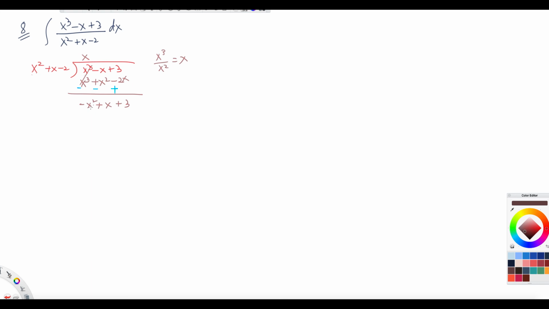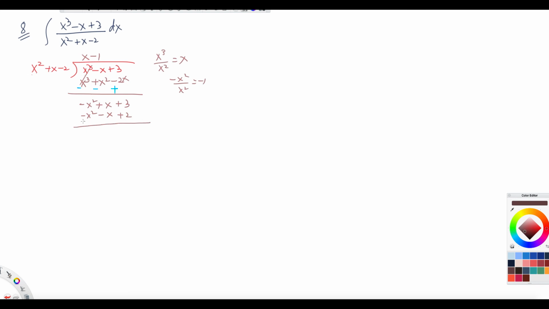You see that? Now divide the first term by the first term. What do you get? Negative x squared divided by positive x squared is negative 1. Write down that negative 1 here and multiply that negative 1 to all of these. So negative 1 times x squared is negative x squared, negative 1 times x is negative x, and negative 1 times negative 2 is positive 2 there. Did you see that?